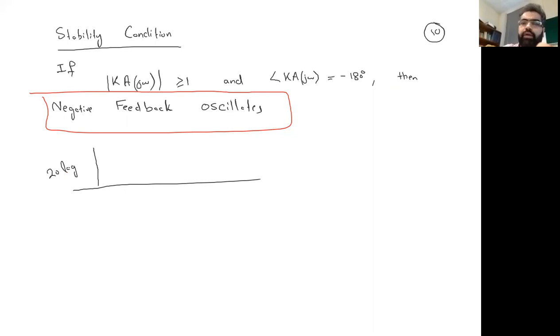So here I'm writing the magnitude response of KA, and this is omega. The frequency at which the magnitude response crosses 0 dB is known as the gain crossover frequency. Equal to 1 when? 0 dB means 1. So this is known as the gain crossover frequency.